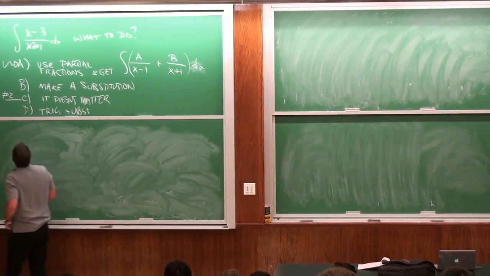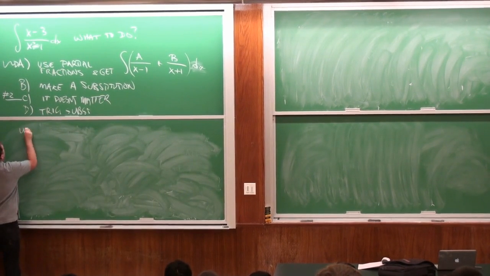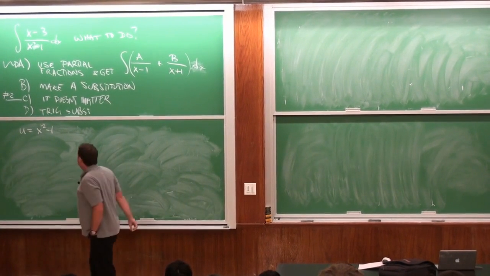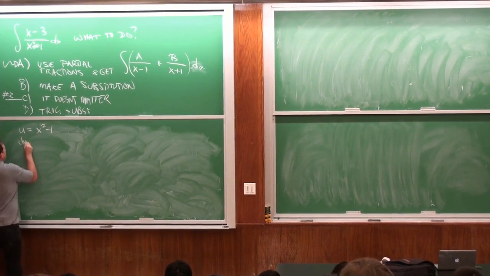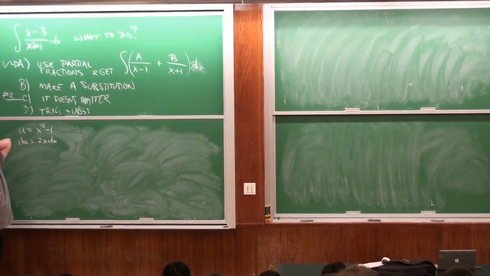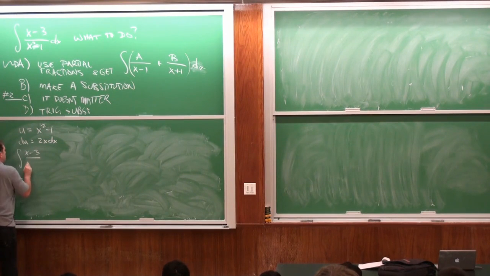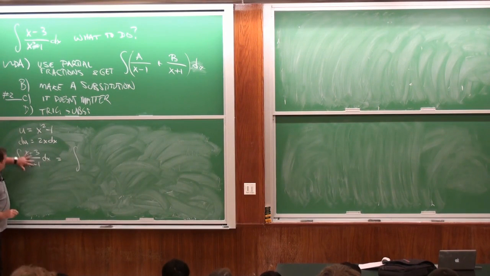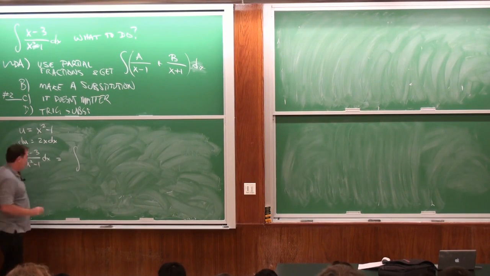So here, if I make the substitution, obviously I want to let u equal x squared minus 1. I don't know if that's obvious to you, but it's completely obvious to me. And then du is 2x dx, and I almost have an x dx sitting around there. I have that 3, but so what? So if I do that, then I have the integral of x minus 3 over x squared minus 1 dx, so then this will be, I put this part, and then I have the 3 left over. So actually, let me leave that in.